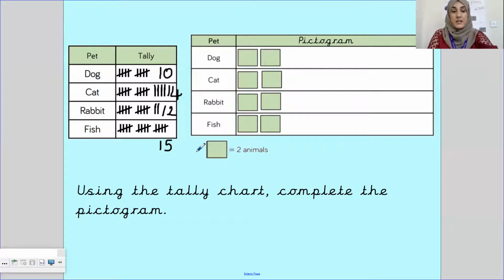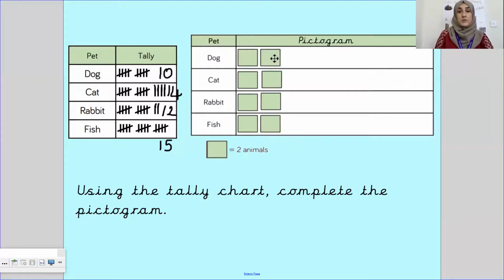Right, Morris class. First, let's complete the dogs. So, using the tally chart above, complete the pictogram. Look at the key. 1 square equals 2 animals. So far there are 2, 4.